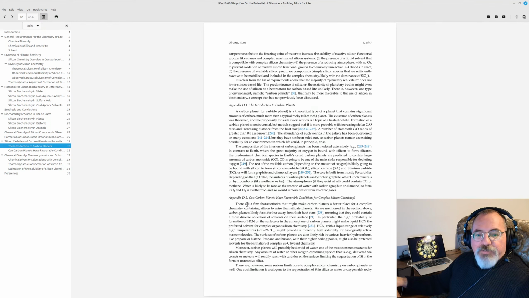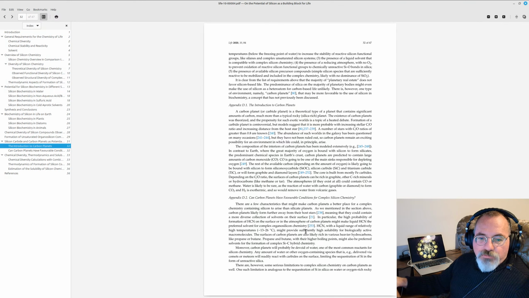Can carbon planets have favorable conditions for complex silicon chemistry? There are a few characteristics that might make carbon planets a better place for a complex chemistry containing silicon to arise than silicate planets. As we mentioned in the section above, carbon planets likely form further away from their host stars, meaning that they could contain a more diverse collection of solvents on their surface. In particular, the high probability of the formation of HCN, hydrogen cyanide, on the surface or in the atmosphere of carbon planets might make liquid hydrogen cyanide the preferred solvent for complex organosilicon chemistry.